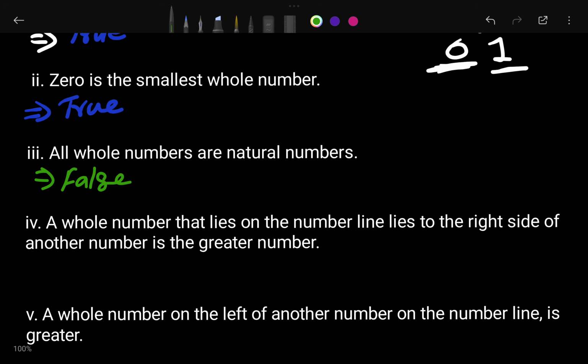Now how can we correct this? We will write here: all natural numbers are whole numbers.